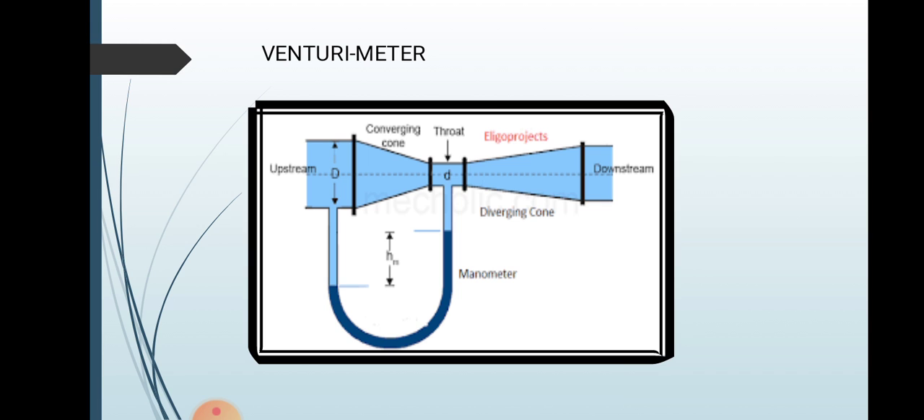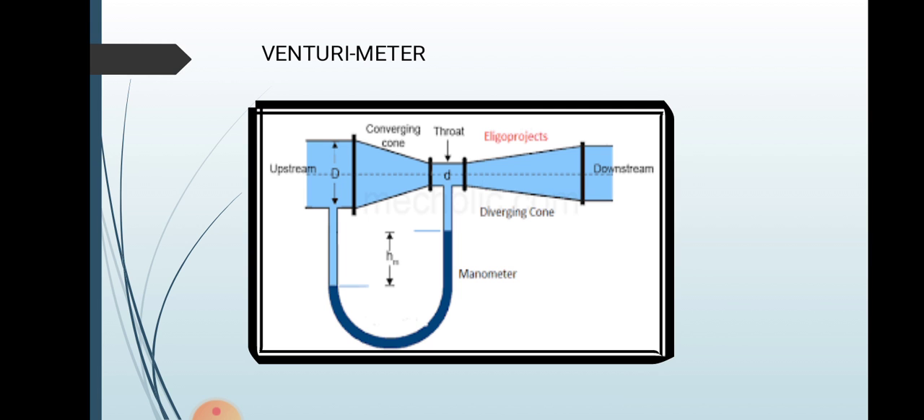Now the first section is the converging cone. When water flows through this cone, the area is decreasing, as you can see in this figure. Therefore the speed of the flowing water increases, the water flow rate is increasing, and the pressure is also changing because the area is decreasing.